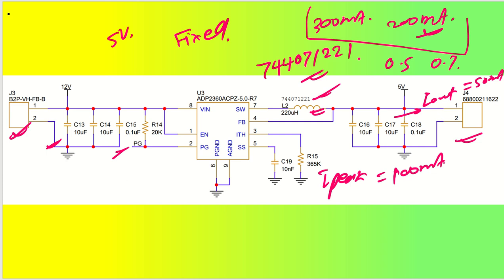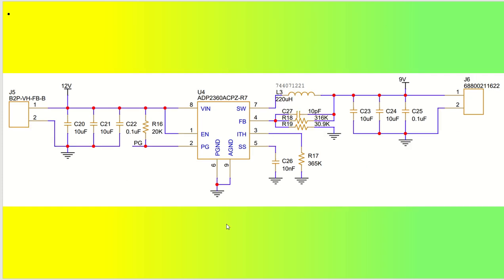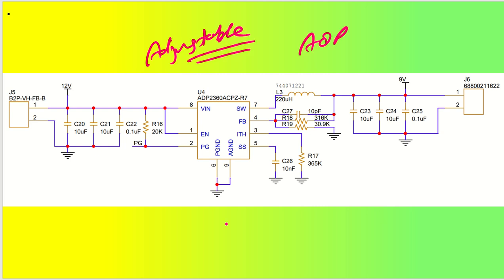Coming back to the important one, which is going to be adjustable type. So adjustable type, in the adjustable version of ADP2360, what you can have the option is input capacitors and all. I have kept it the same, okay, and it will also work as it is, no problem.